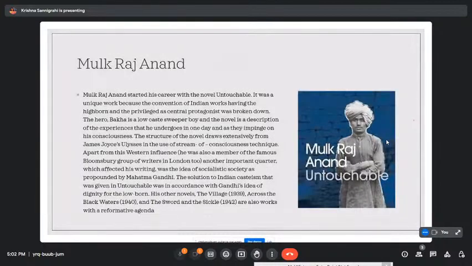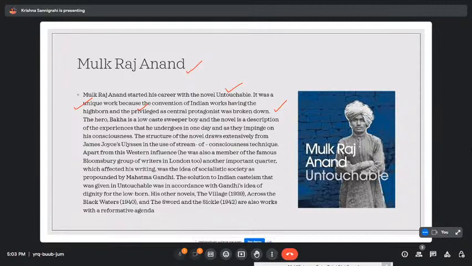Then a discussion on Mulk Raj Anand. So Mulk Raj Anand started his career with the novel Untouchable. It was a unique work because the convention of Indian works having the highborn and the privileged as central protagonist was broken down. So the custom of telling the tales of the kings and the queens is broken. Instead of that, we get a new space wherein we are talking about the untouchable, which in itself was a very big vision and a very unique thing to do.